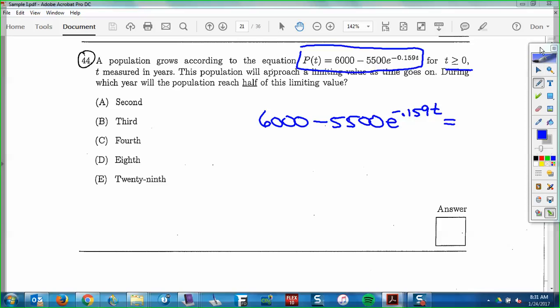Come on, think of the word. Limiting value. Huh? What limit? As time goes on. As t approaches infinity. As time goes on, right? As t gets bigger and bigger and bigger, what's going to happen?